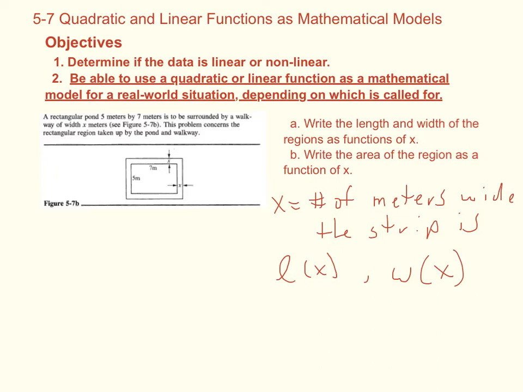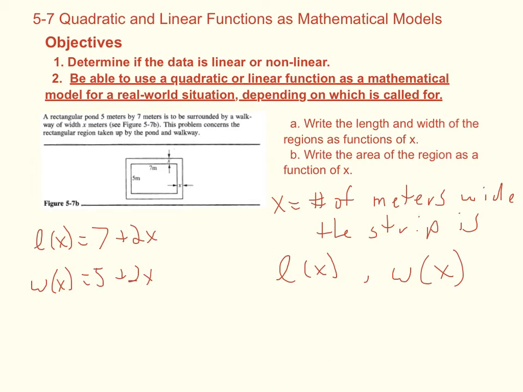Okay, so let's define x as the number of meters wide the strip is. So then the function L of x would be the length, and W of x for the width. So let's say L of x, the length of this, equals 7 plus 2x. Do you see where we get this from? 7 right there, that's the width, but then there's x on this side and x on this side, so that's 2x. Okay. W of x, the width, is 5 plus 2x. And both of these are linear.